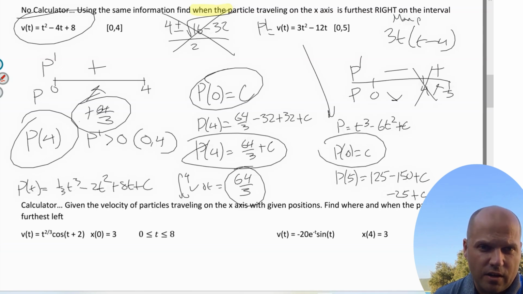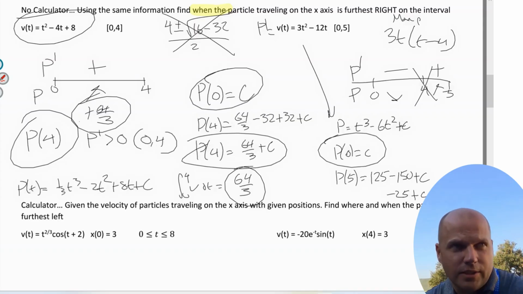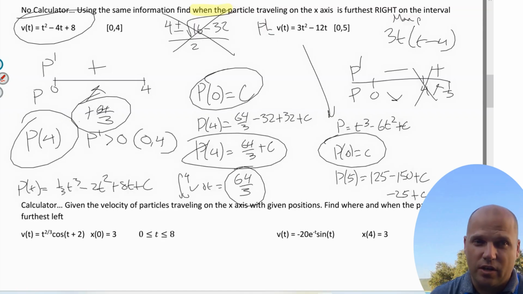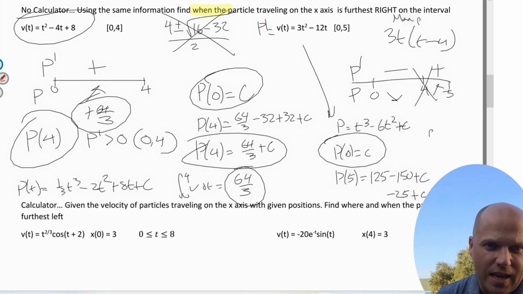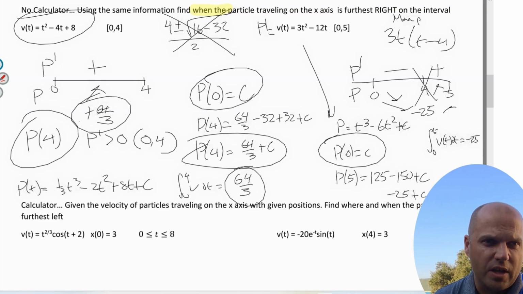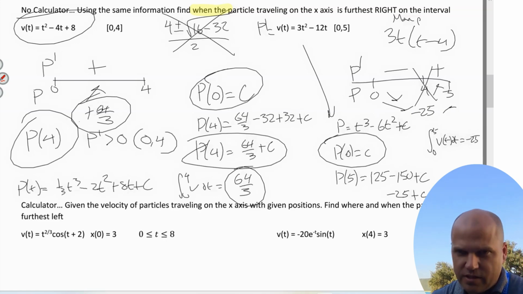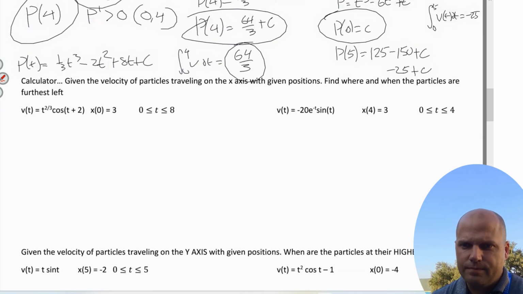So where am I furthest right? At the start. My winner. Where's your location? Don't know. But I know I end 25 to the left of where I started. So you'd say that your candidate is not T of 4 because my derivative is negative to positive. And then you'd say that my displacement from 0 to 5 is negative 25. That would be my change in my position overall from here to here. Therefore, P of 0 must be when I'm furthest right. Great.